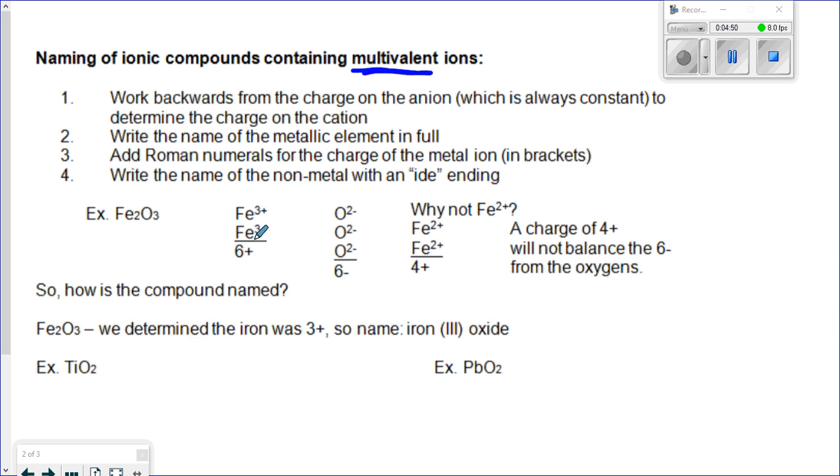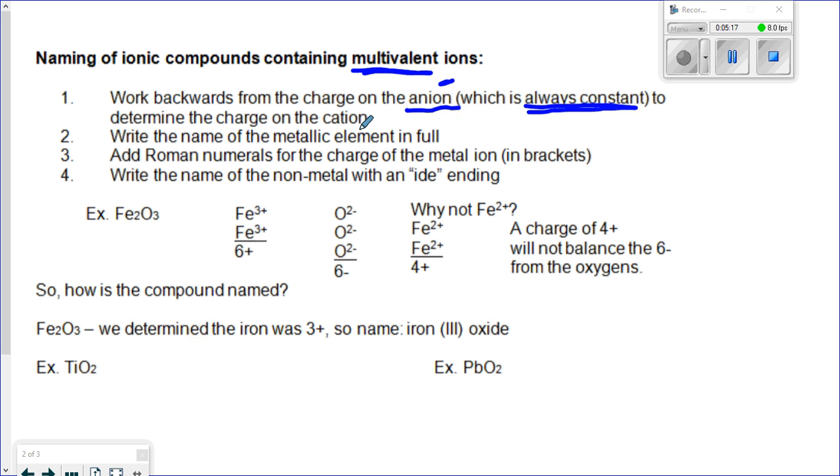So it says work backwards from the charge on the anion. You'll notice that none of our negative charges is multivalent. An anion is a negative ion charge. It's only our positive charges, or our cations, that are actually multivalent. Anything that has a negative charge, your anions, again above the staircase, our nonmetals, will always have the same charge.